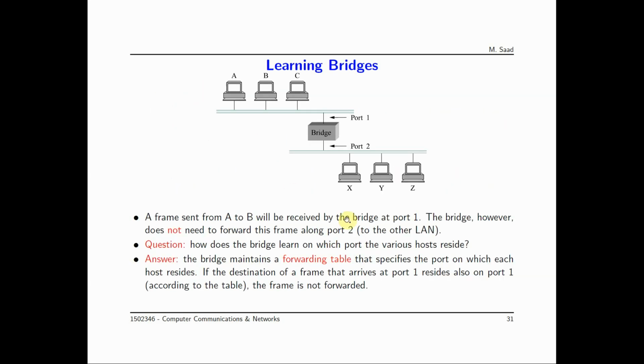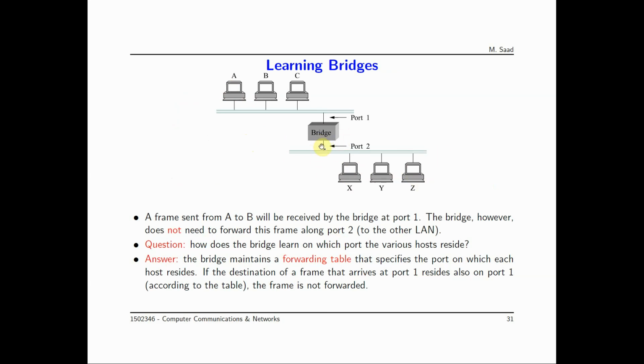Now, in the second transmission, X is sending to A. Where is this frame going? This frame is going to Y and Z automatically, connected to the same LAN, and also to the bridge from port number 2. What does the bridge do?